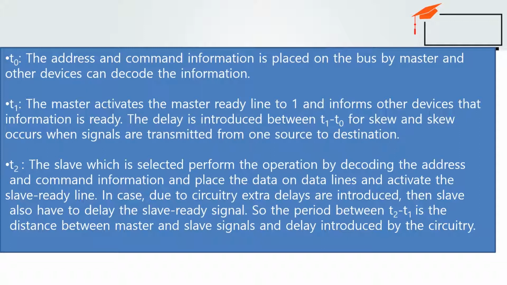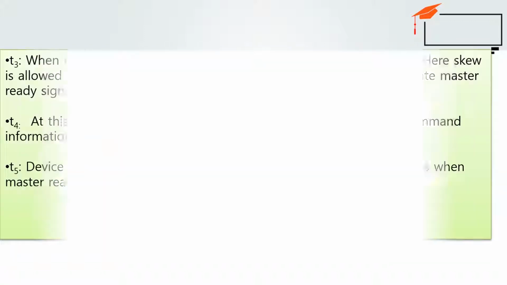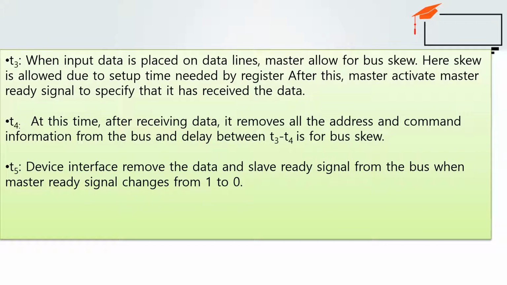T2. The selected slave performs the operation by decoding the address and command information, places the data on the data lines and activates the slave ready line. In case extra delays are introduced due to circuitry, the slave also has to delay the slave ready signal. So the period between T2 and T1 accounts for the distance between master and slave signals and the delay introduced by the circuitry.